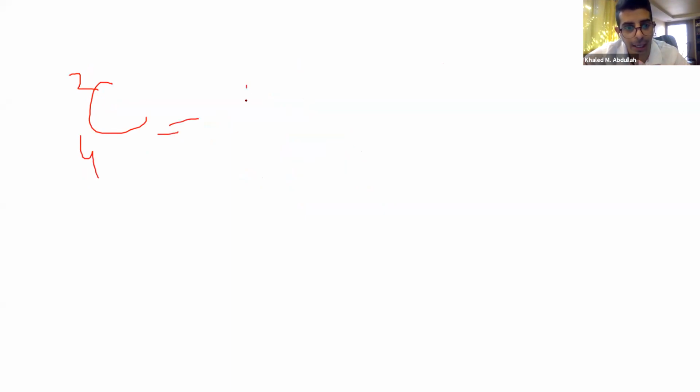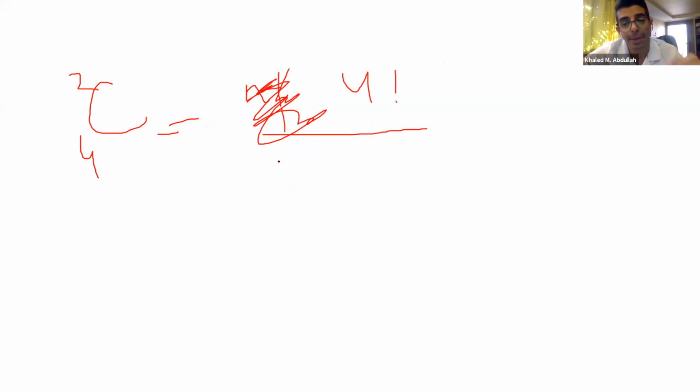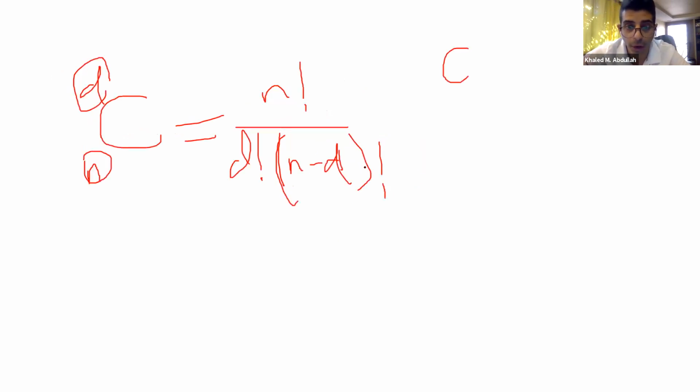So it's n factorial. What is n? It is 4. 4 factorial, that's how you call it. Then it's going to be d factorial. Here's our d. It's 2 factorial. And then it's going to be times n minus d factorial. What's n minus d? Well, that's 4 minus 2. It's just 2, and then factorial. Remember, factorial is on the outside.